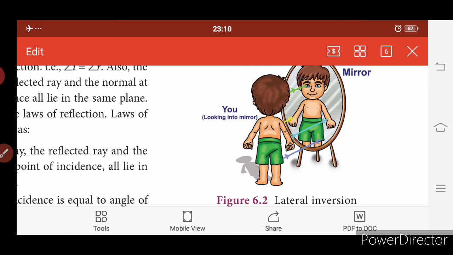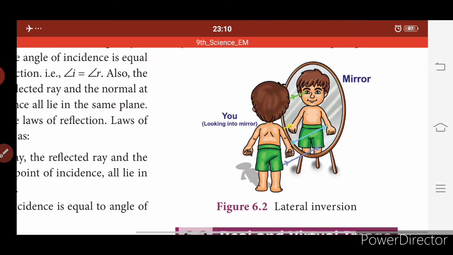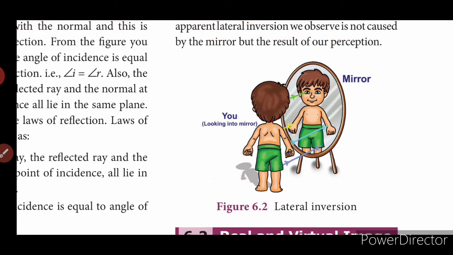It is called an optical illusion. So the apparent lateral inversion we observe is not caused by the mirror but is the result of our perception. The mirror is not getting reversed left to right or from up to down. It is only an optical illusion, and it is only our perception.